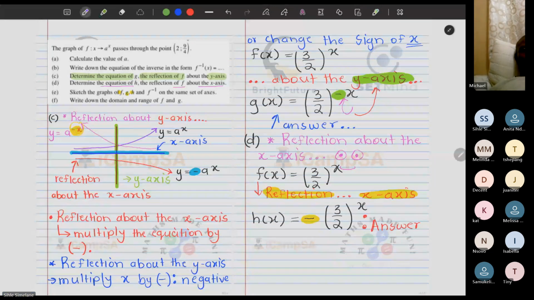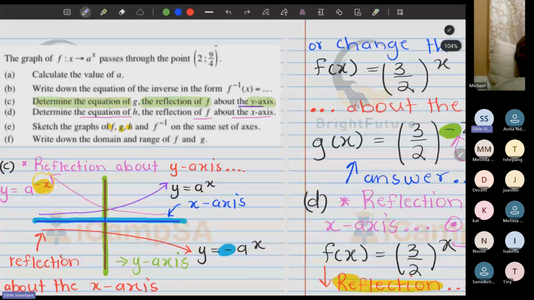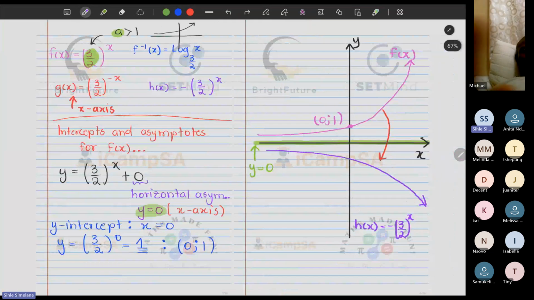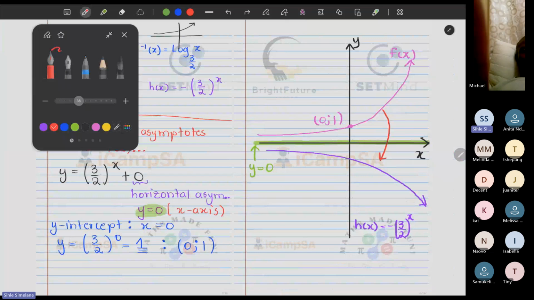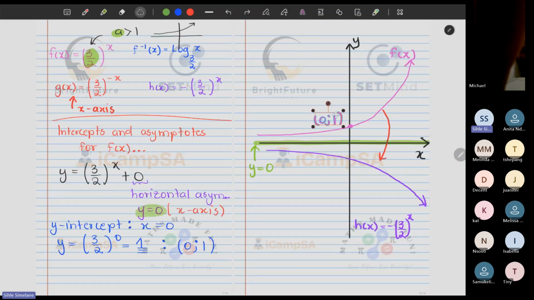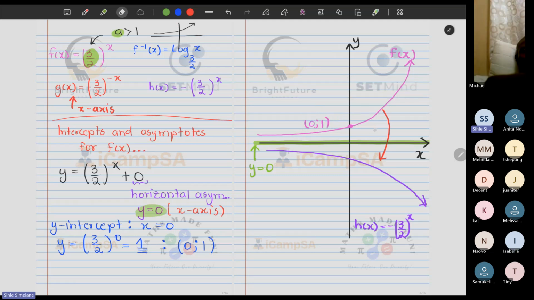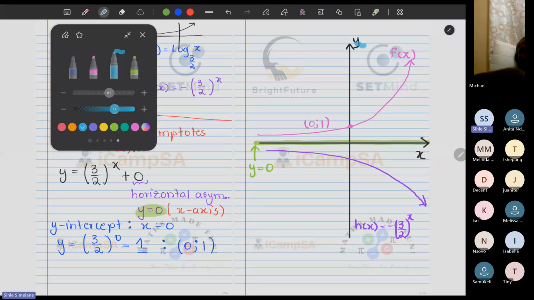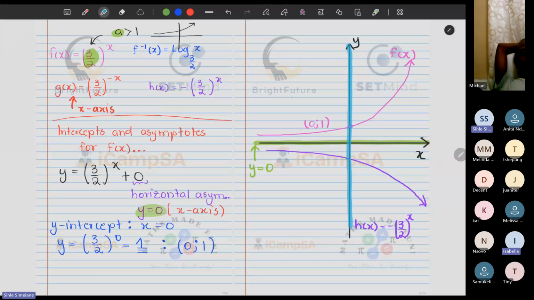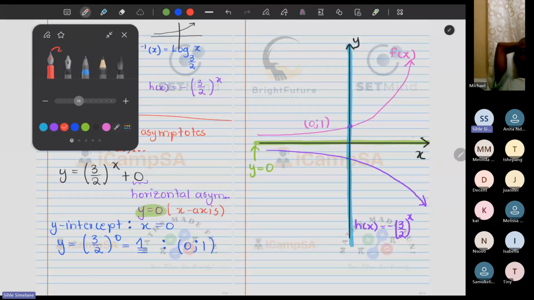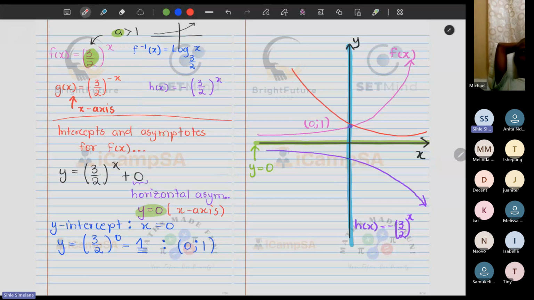Okay. Now let's have a look. The reflection about the y-axis, that was G. So where is G? G is the red graph. And we said reflection about the y-axis just means the mirror is the y-axis. That is what it means. Where is the y-axis? The y-axis is here. The reflection about the y-axis means we make the y-axis the mirror. If you make it a mirror, this is how it should look. And that should be G of x.